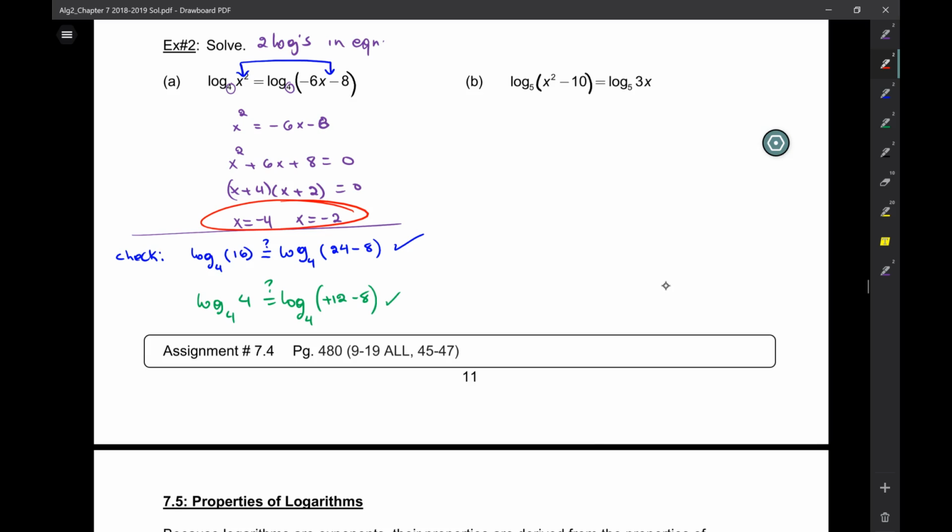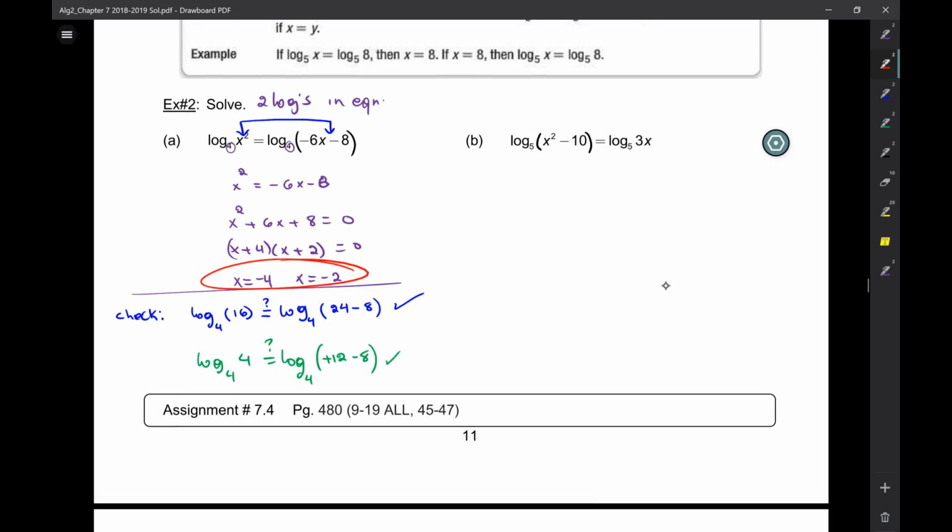All right. Let's do this next one. So log base 5. I'm sorry. We have log base 5 here and we have log base 5 here. They're the same. So I set the inside equal to each other. X squared minus 10 is equal to 3x. X squared minus 3x minus 10 is equal to 0. So x minus 5, x plus 2 is equal to 0. X is 5 and negative 2.